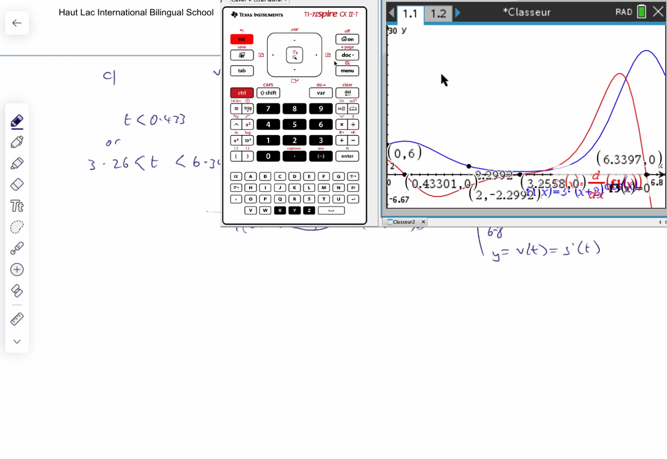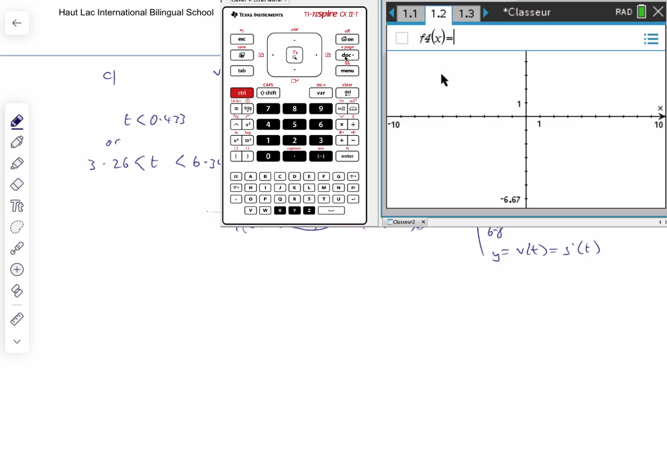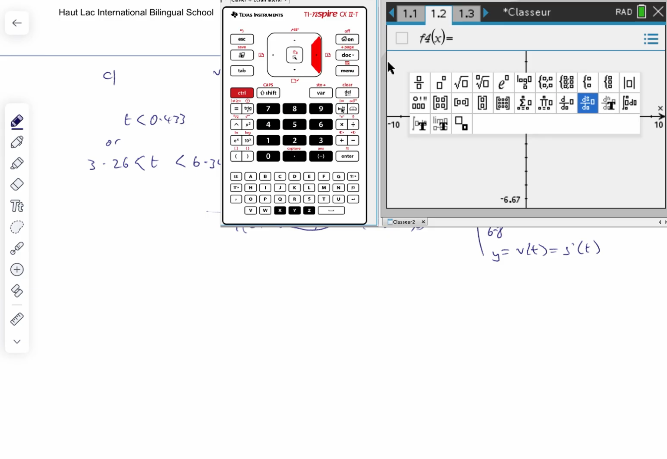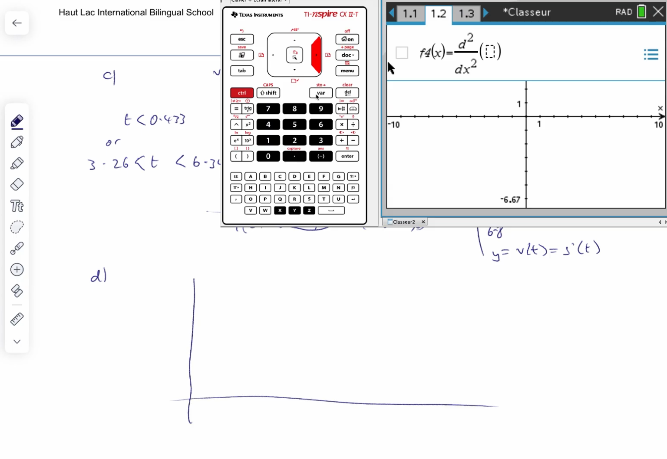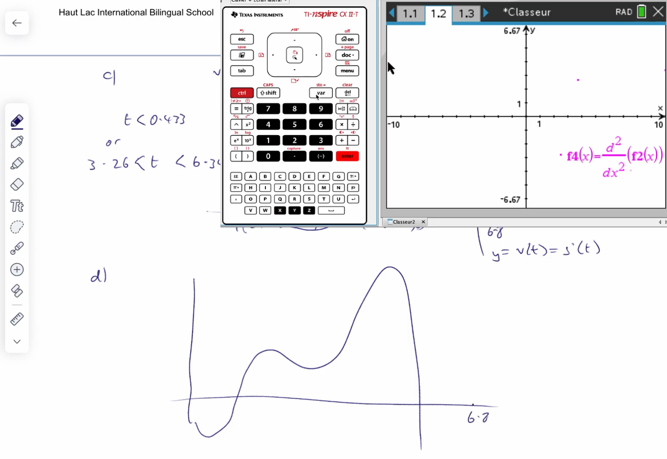This is getting a bit messy now, so I might do it on a new page because I've got too many things on this page. So I'll add a new page and do another graphs page. And now let's do the second differential of displacement. I could do it with this, or I could do the differential of the velocity that I've just done. I'll do the second differential of displacement, and F2 was my velocity graph. That's my y equals a of t, acceleration, which is s double dash of t.